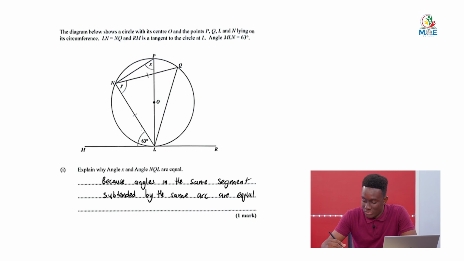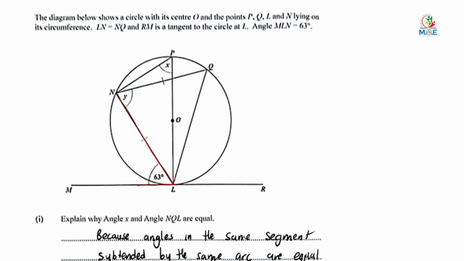So we have angle 63 here, and 63 is formed with the tangent outside the circle and this chord. And then we have another angle formed from the same chord. Let me use another color. So angle 63 is formed between the tangent and this chord, and from the ends of this chord, another angle is formed. And that angle is angle X. So we can say angle X would be equal to 63 degrees because of that.